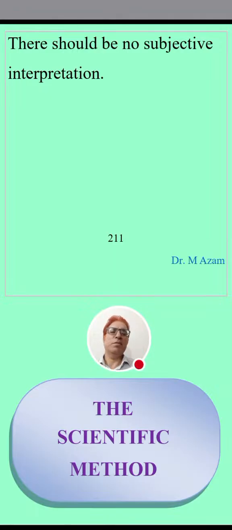Subjective interpretation means interpretation according to your likes or dislikes. So, science is not based on likes and dislikes. Science is not based on subjective interpretations. It is based on objective interpretation, which is neutral, that is, unbiased.